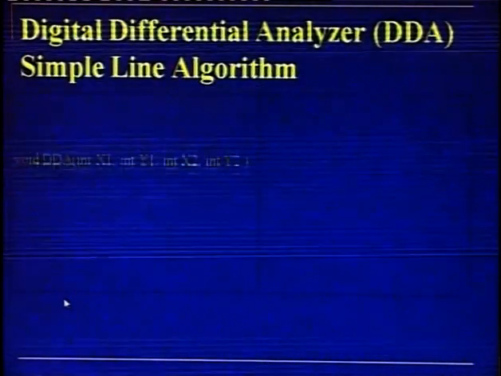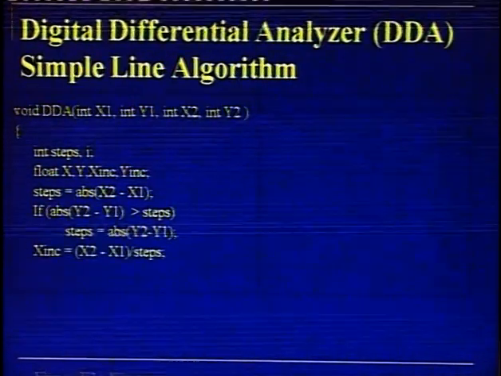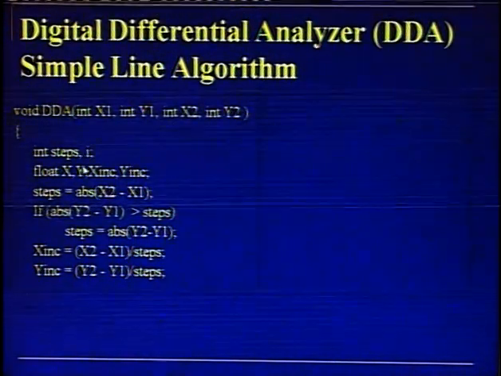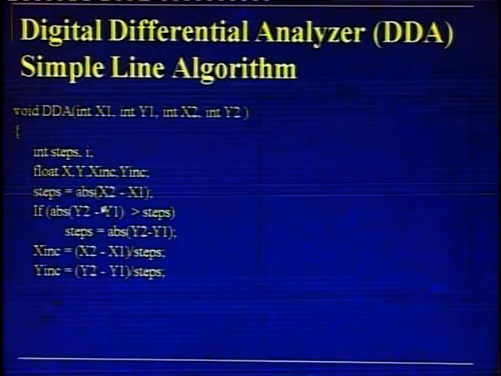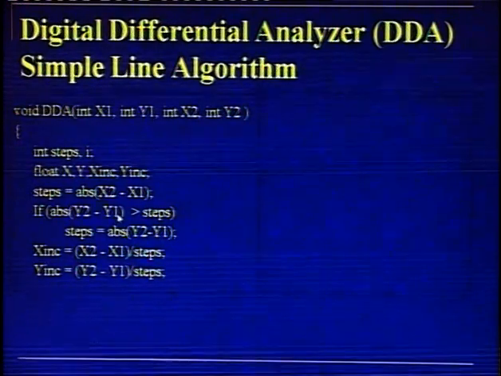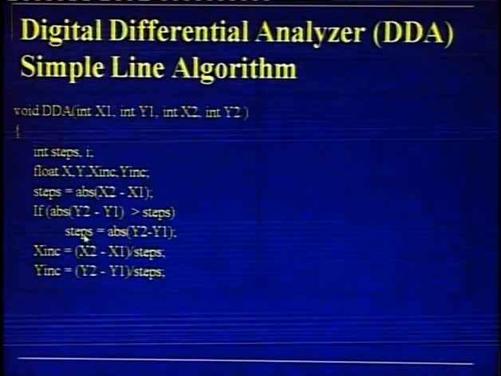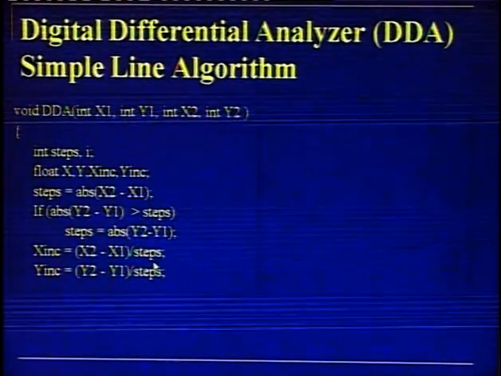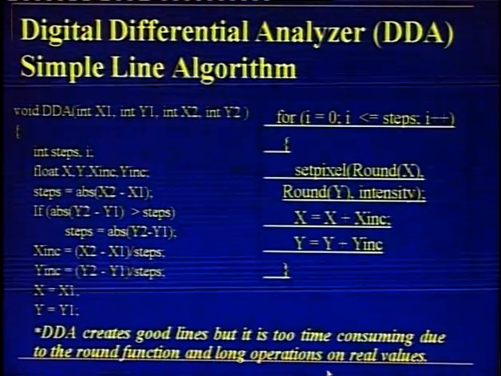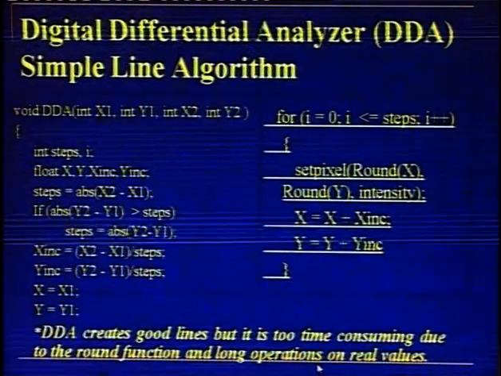These are the various examples. This is the code for the DDA algorithm in C language. DDA will take two input coordinates x1, y1, x2, y2. We calculate x2 minus x1 and y2 minus y1, whichever is highest will be taken as the steps, and the increment will be taken accordingly. DDA creates good lines, but it is too time consuming due to the round functions and long operations on real values.